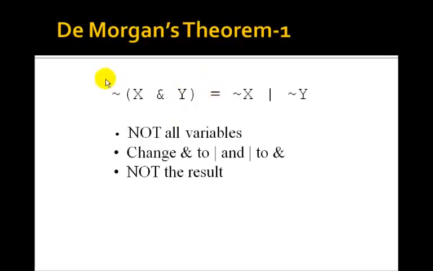If you start with this side, that is a NAND gate, not (x and y), what you do is you first not all the variables. This x becomes not x, this y becomes not y. You then change ANDs to ORs and ORs to ANDs, so this AND becomes an OR. And then you not the result. We had a not here, so you would put another not. Well, not not is just nothing, it goes away, and so you end up with not x or not y, which is what we had from the previous slide, and this is an example of DeMorgan's theorem.